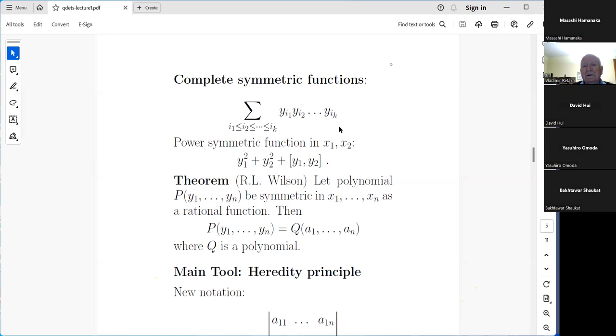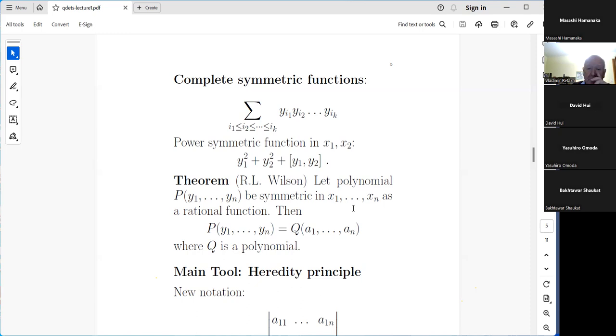And you can also define power symmetric functions, and I will just give you an example. The example is written here. So you have y1 square plus y2 square plus a commutator of y's for h. Again, in y's this is not a symmetric function, but in x's it will be symmetric.